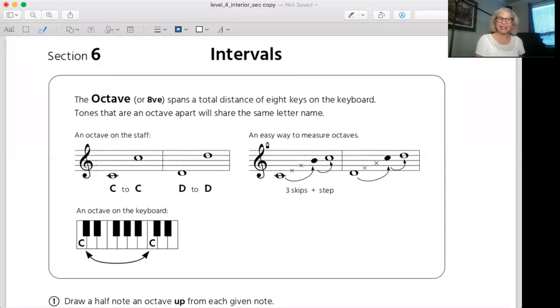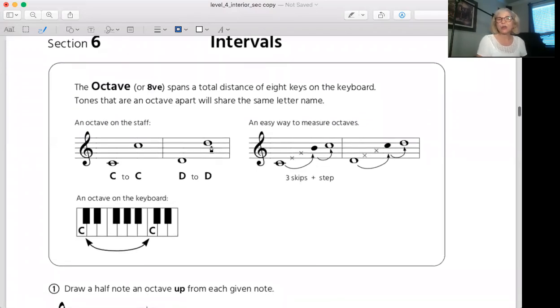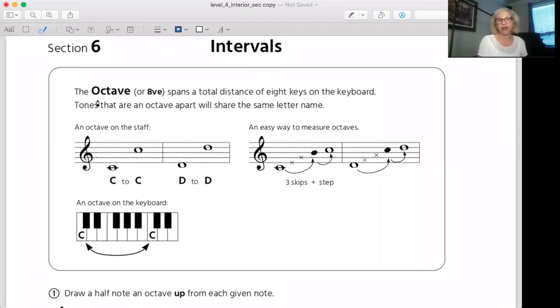All right, so in section 6, we're talking about the interval of an octave. Sometimes in music we see it as 8VE for short. That's an abbreviation. When you see that, it means octave. That means a total distance of 8 keys on the keyboard. Tones that are an octave apart will share the same letter name. It could be C up to C or D up to D.